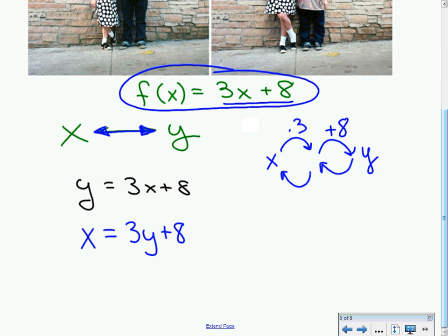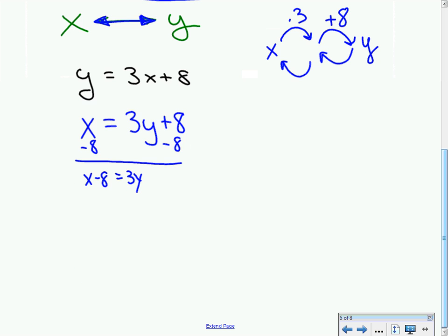So in this case, it's a two-step process. I'm going to subtract 8 on both sides, and then I'm going to divide by 3. So I get x minus 8 equals 3y. And finally divide by that 3 there. And you're going to have y equals x minus 8 divided by 3.